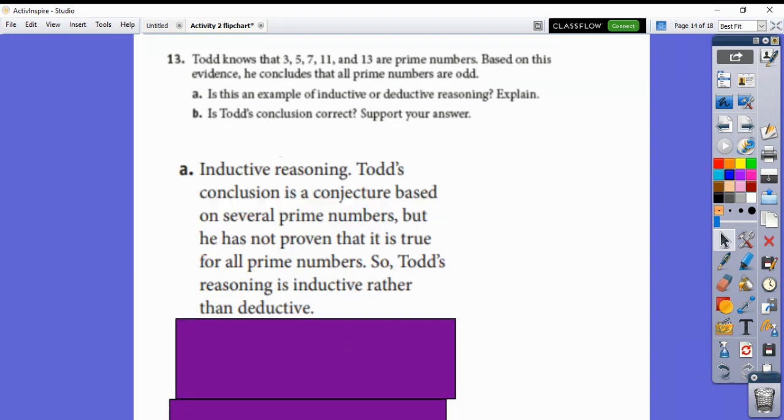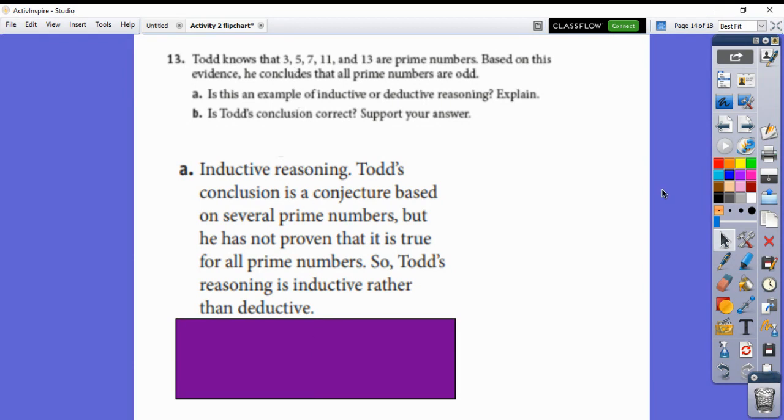So yes, it is based on inductive reasoning because it's based on the first, or on several prime numbers, but he has not proven that this is true for all prime numbers. So Todd's reasoning is inductive rather than deductive. So is Todd's conclusion correct?